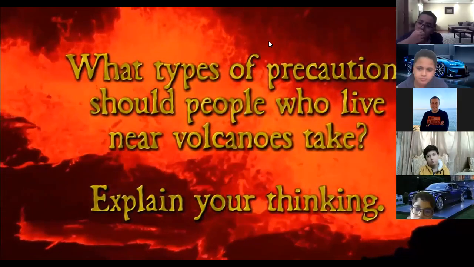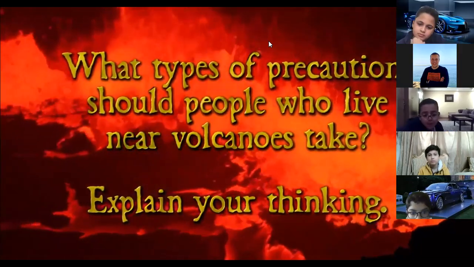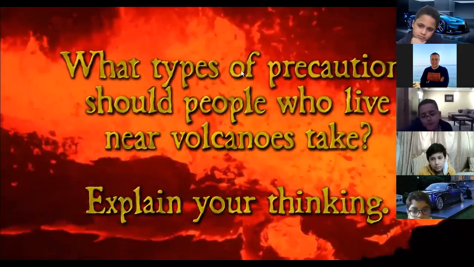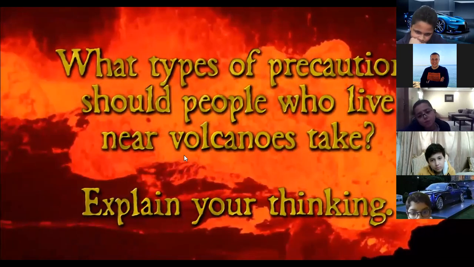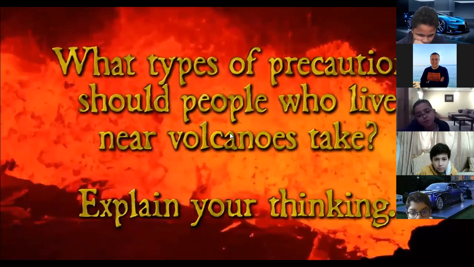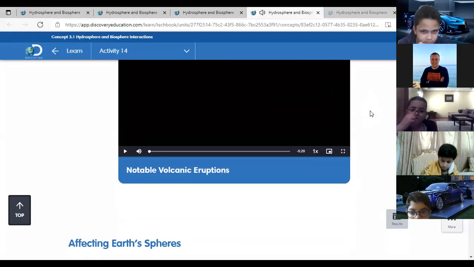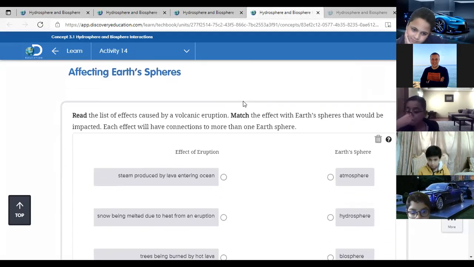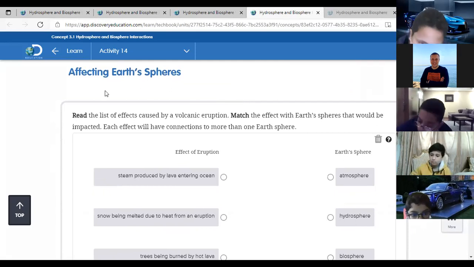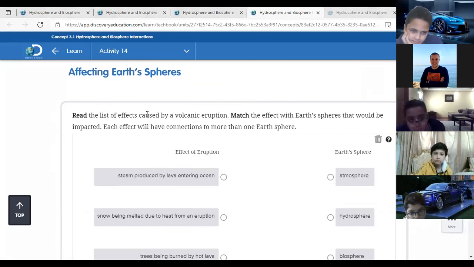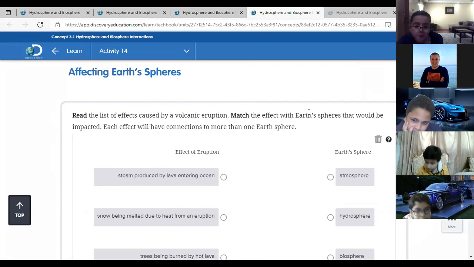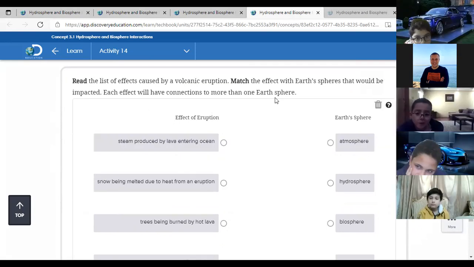Thinking question. What types of precautions should people who live near volcanoes take? Explain your thinking. Okay, guys. So let's go to the activity itself. Read the list of effects caused by the volcanic eruption to your left. Then match the effect with Earth's spheres that would be affected by the impact.